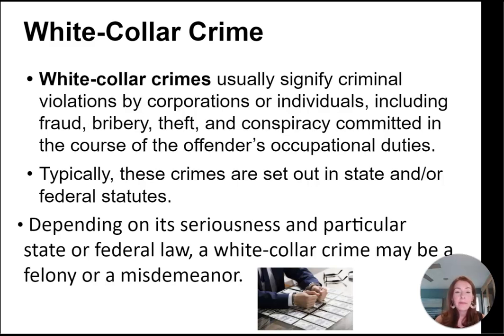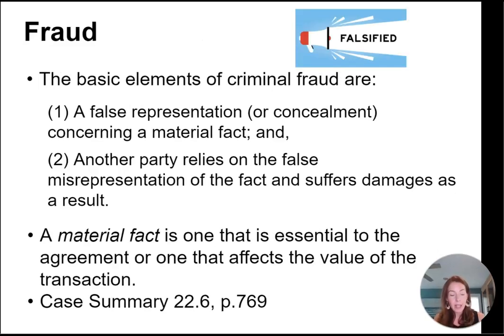These can be state crimes, so there are state statutes governing these. They can also be federal crimes. So, white collar crimes, just like some of the other crimes we talked about, may be felonies, they may be misdemeanors, and we'll talk about specific types of white collar criminal activity. The first being fraud, right? So, the basic elements of criminal fraud are listed here, right?